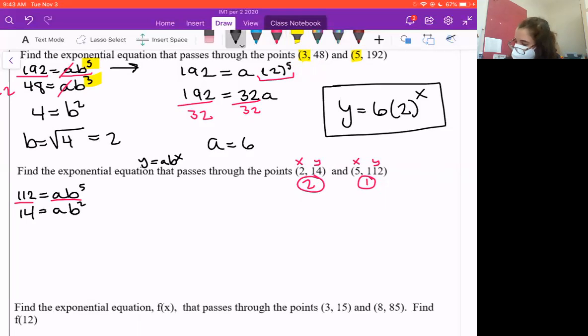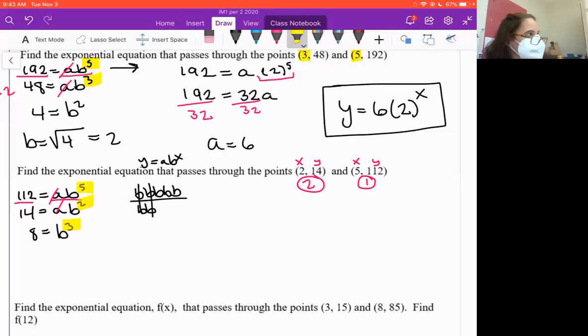112 divided by 14 is 8. The a's eliminate. And now I've got the b's. I have 5 b's on top. I have 2 b's on the bottom. If you want to think about it this way, you can. 5 b's on top, 2 b's on the bottom. Cancel, cancel. Oh, look, 3 b's left. Or 5 minus 2 is 3. Okay? So that's how you deal with the exponents. When you divide, you can subtract exponents.